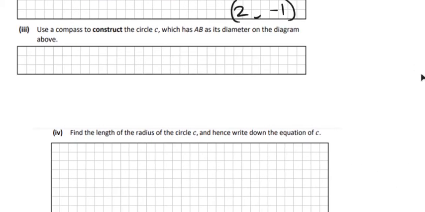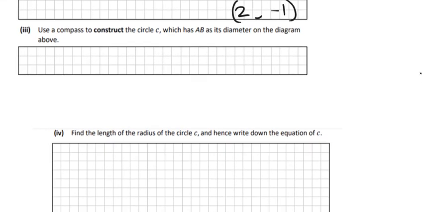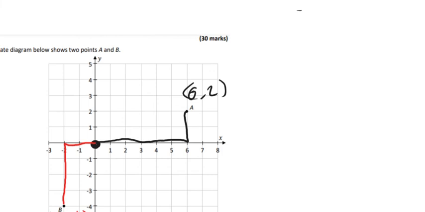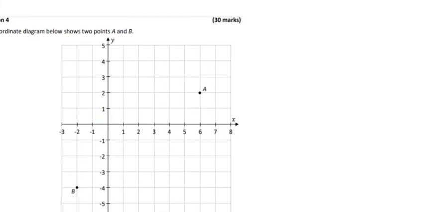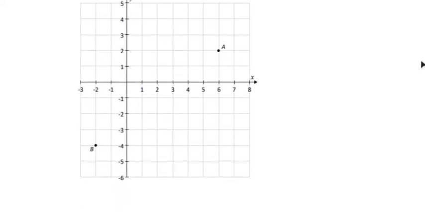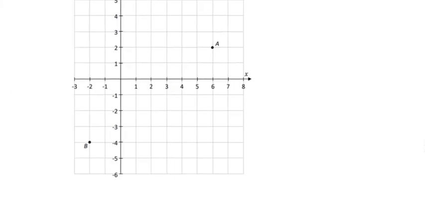Right, third part, so use a compass to construct the circle C, which has AB as its diameter on the diagram above. Okay, so AB is the diameter. So I'll get rid of all this workings off it. Right, so what you'll do is you can plot the midpoint there anyway. So the midpoint would be the point 2, -1. You found that.